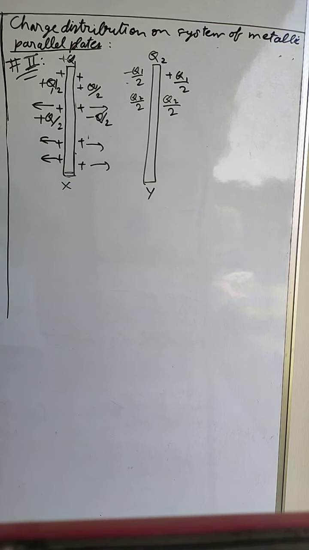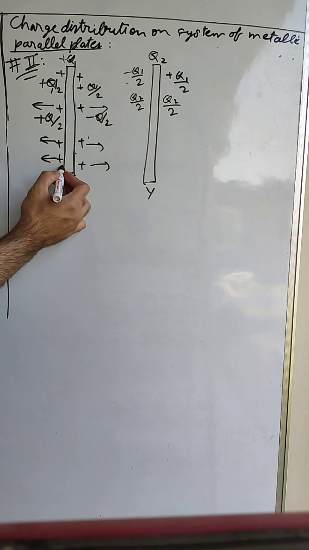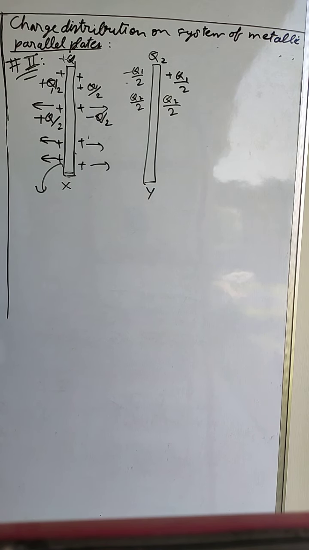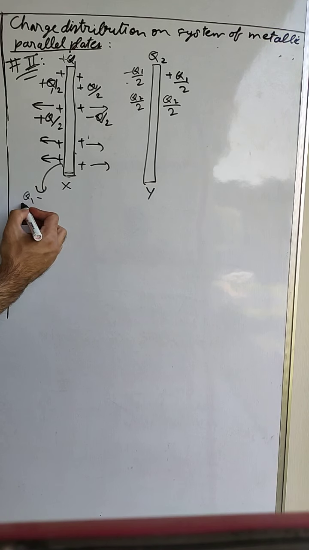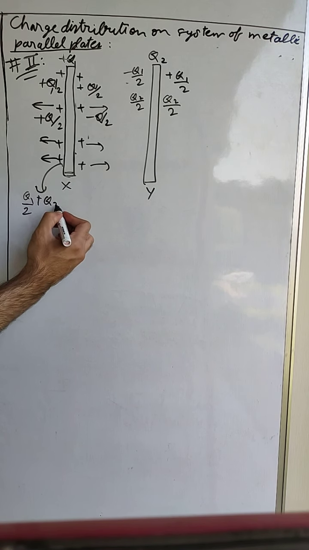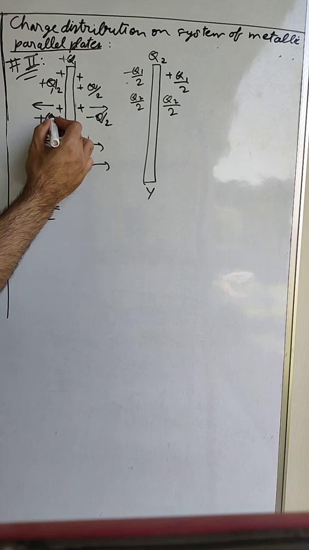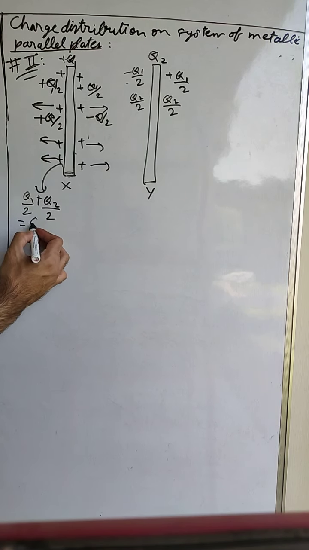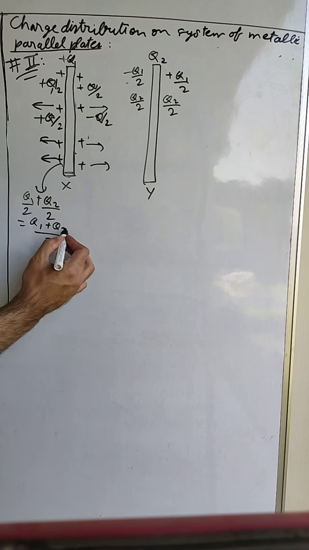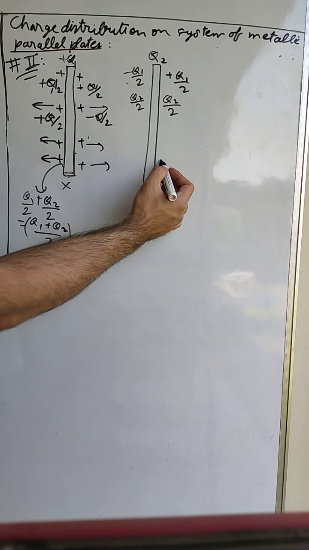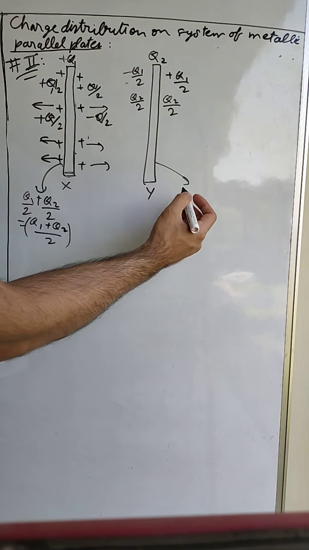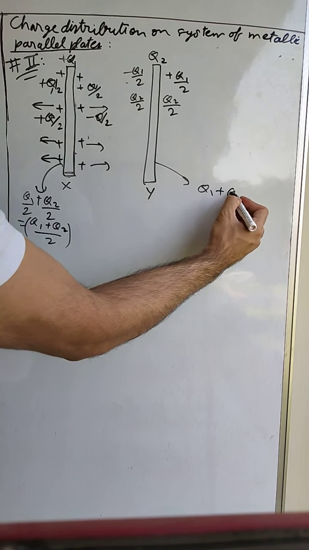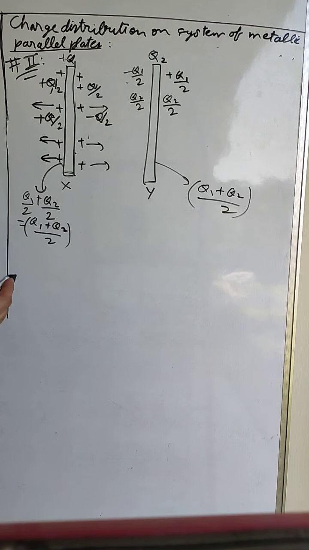So now we can see that there is a clear redistribution of charges. On the left side, the total charge is Q1 by 2 plus Q2 by 2, so this will be Q1 plus Q2 upon 2 on this surface. Similarly, on the other outer surface, if we look at the charges, we again get the same charge, Q1 plus Q2 upon 2. So when two charged plates are put parallel to each other, the outer surfaces will develop equal charge, equal to Q1 plus Q2 upon 2.